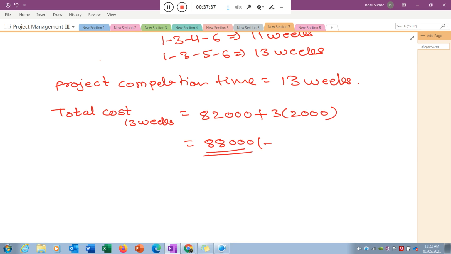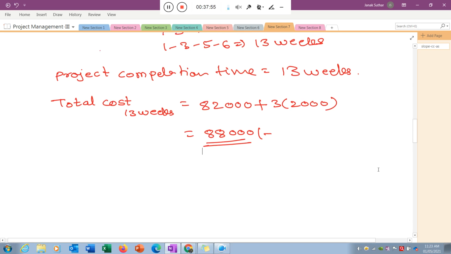Now our question is how much you can reduce this particular project time. What is the minimum time to complete the project? They don't care about the cost. So I again check what the critical path is here, and I again try to apply crashing.